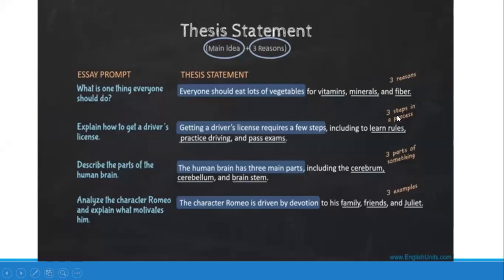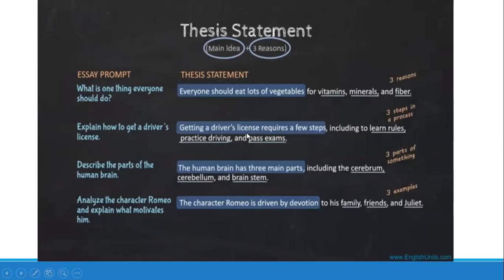All right. Then you will write the concluding paragraph in which you will restate the thesis statement, and you can also give a prediction or your recommendations and suggestions. Okay, so we will do that also. Explain how to get a driver's license.